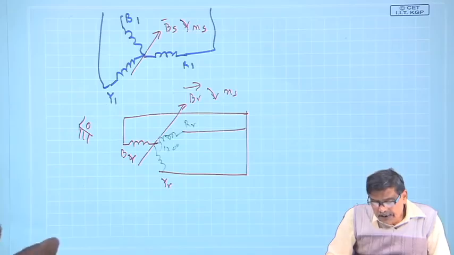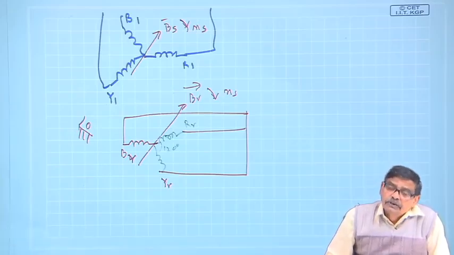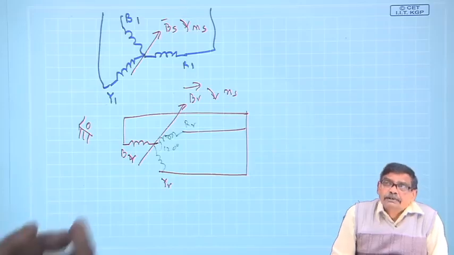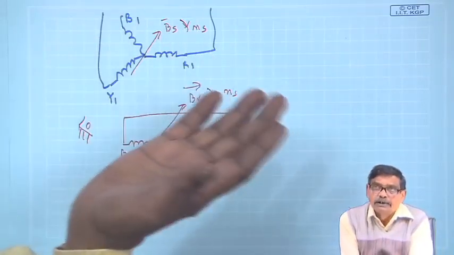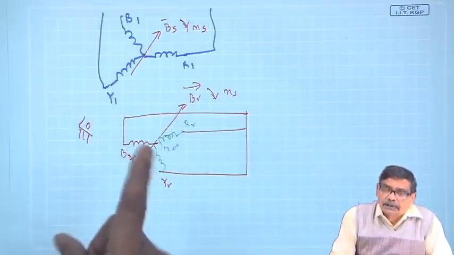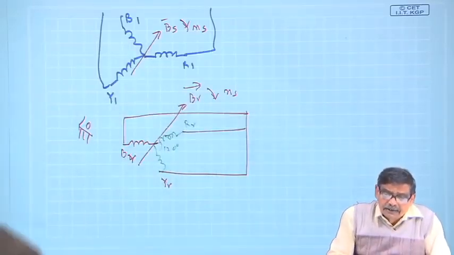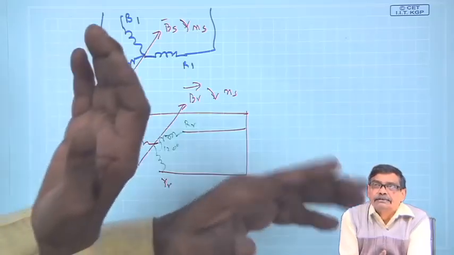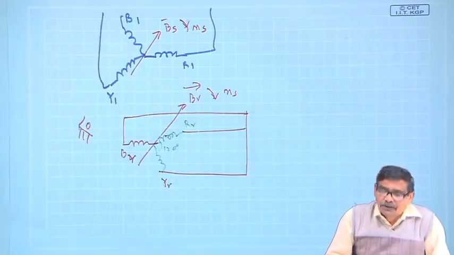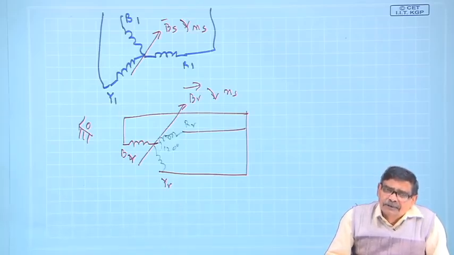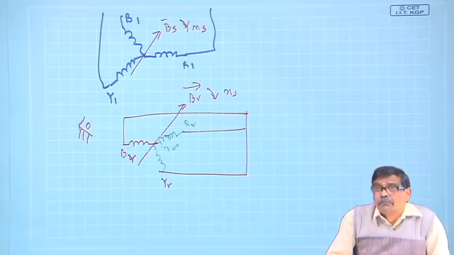I told you BS, BR are produced, and there must be some difference of angle. Both of them are rotating with the same omega s, no doubt, ns. But how that angle is decided, things like that now becomes important. Although we have concluded the machine is expected to run, what is the torque, how to relate the torque in terms of BS and BR.